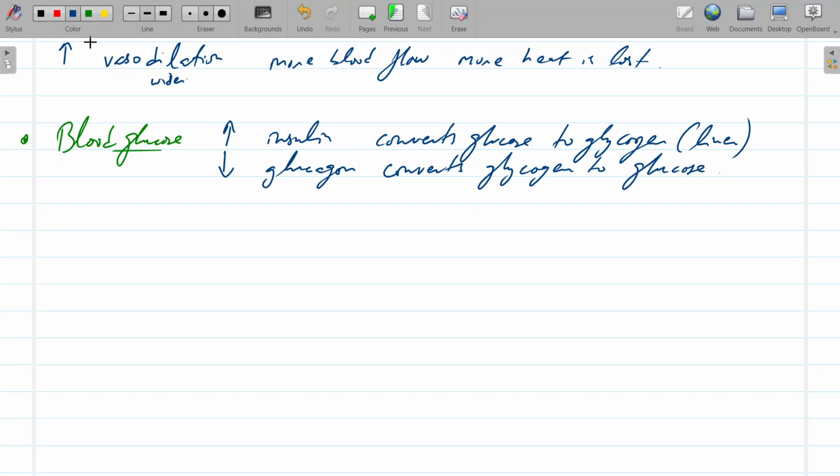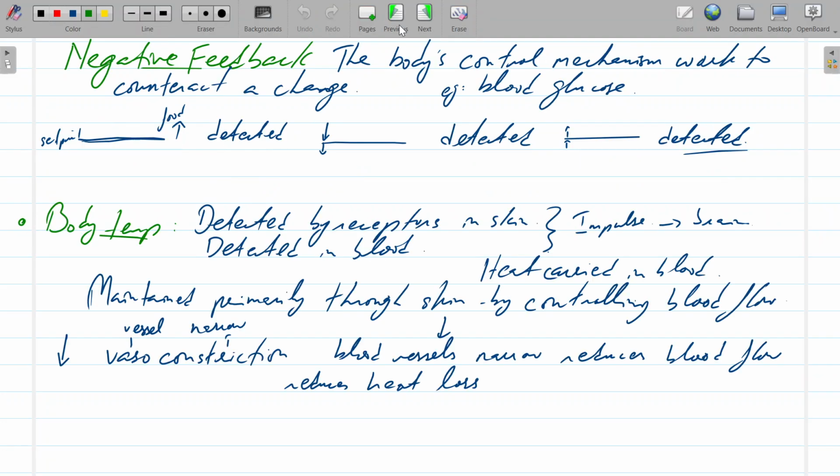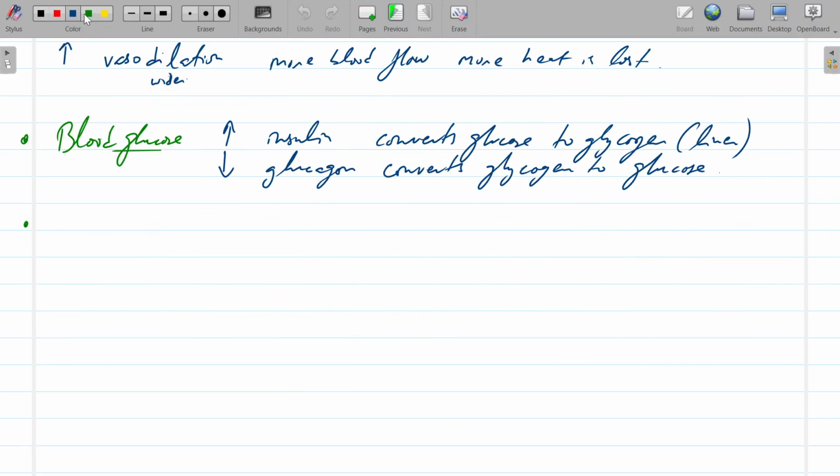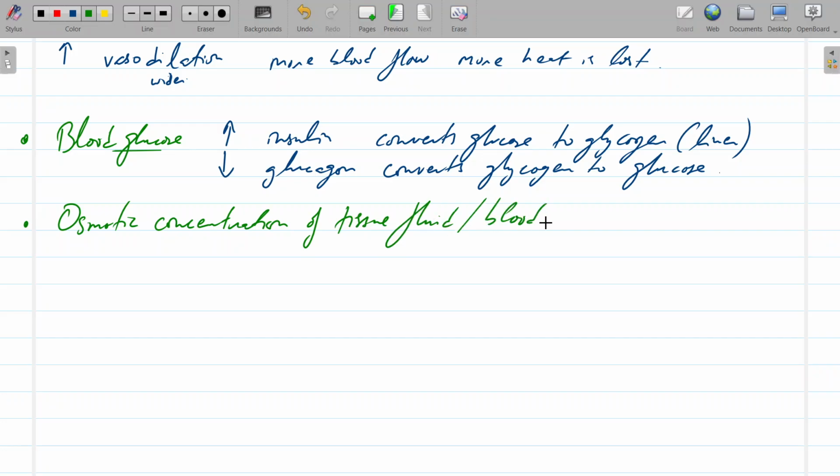Right, then you have the osmotic potential or pressure, the osmotic concentration of the blood. So how much water you have in the blood, of tissue fluid and blood. So that's basically how much water there is. And so that is regulated by the kidneys.